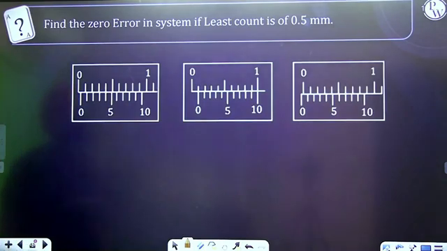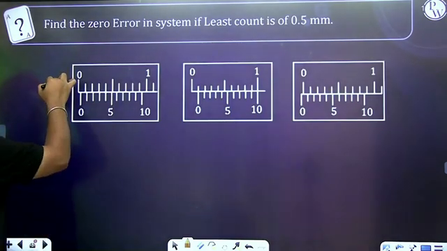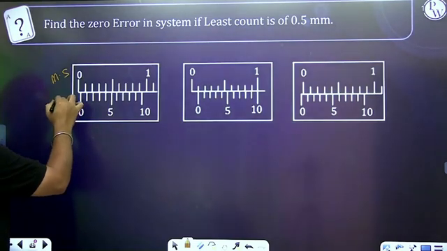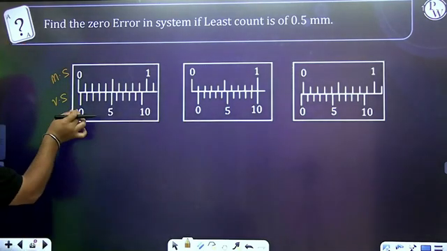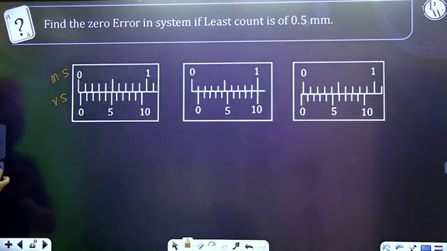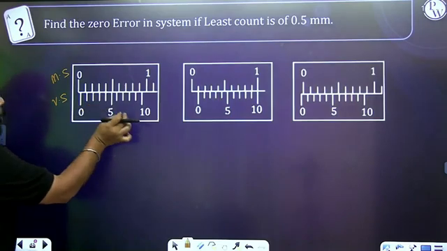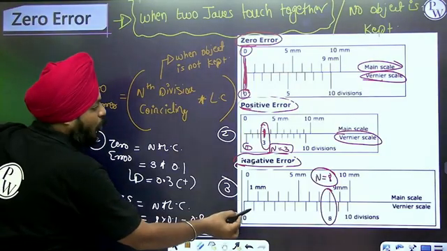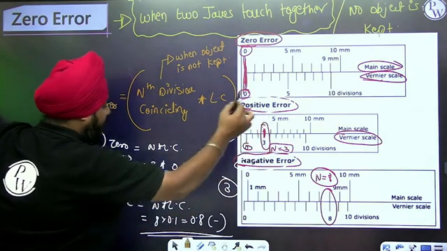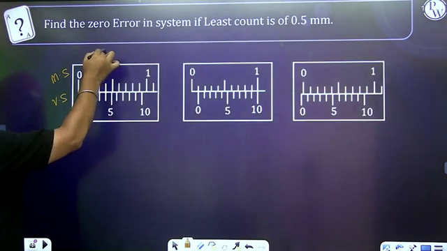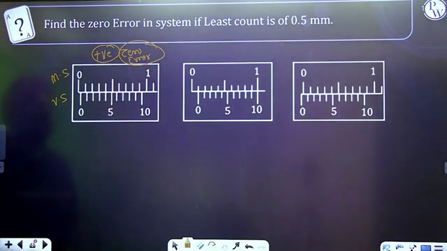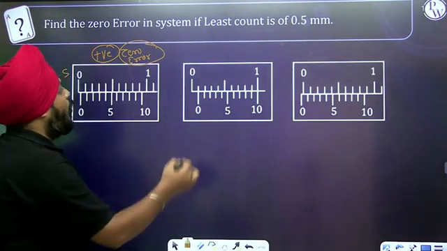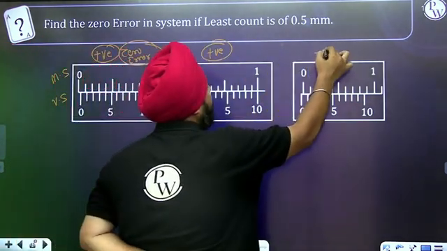Find the zero error in the system. Let's say this is the main scale and this is a Vernier scale. The above is the main scale, below is a Vernier scale. See, zero of the Vernier scale is beyond the main scale. Check it out. We are having the positive error. In this case, we are having the positive zero error. In this case, we are having the negative zero error.